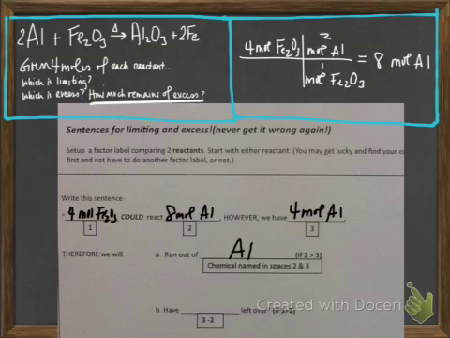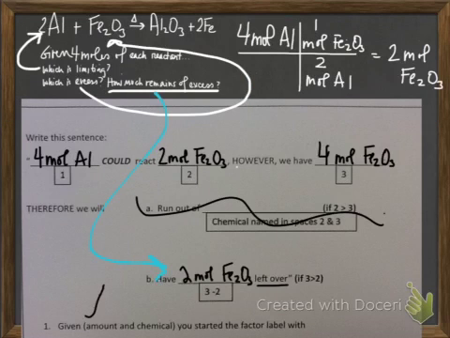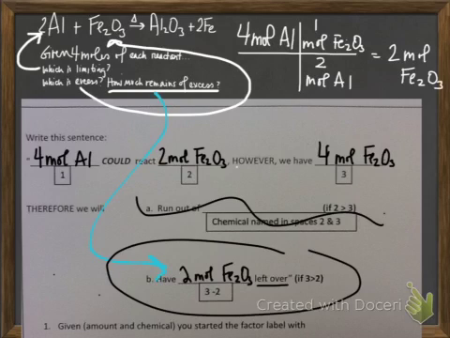How much aluminum is going to, or how much iron oxide is going to be left over? We don't know from this. So here's the thing, if you happen on your first shot to get an answer in space B, then you're lucky, you're done. You don't have to do a second factor label.